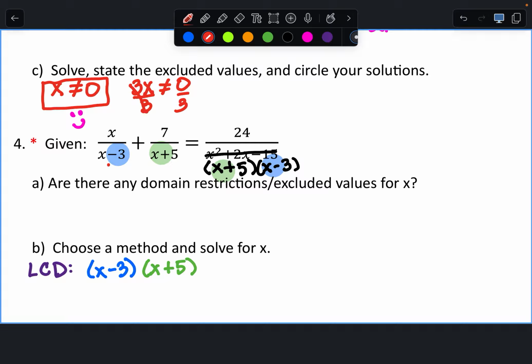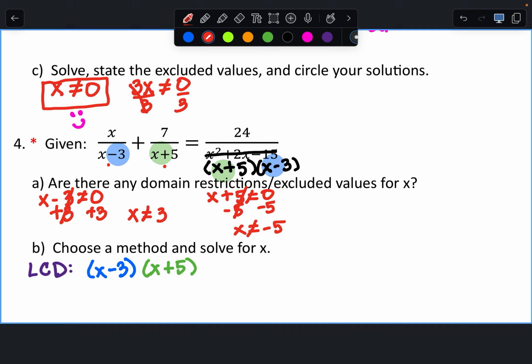So I'm going to start with this one. x minus 3 can't be 0. So I'm going to add 3 on both sides. And x cannot be 3. Then I'm going to do this one. x plus 5 cannot be 0. So I'm going to subtract 5. And x cannot be a negative 5. I've already done this one and I've already done that. So these are my only 2 domain restrictions.